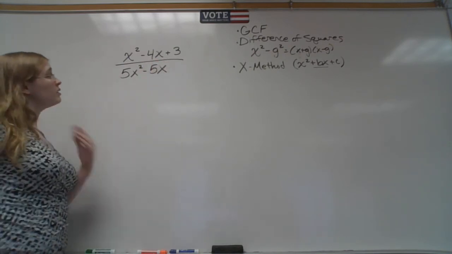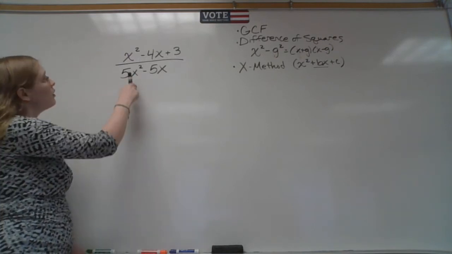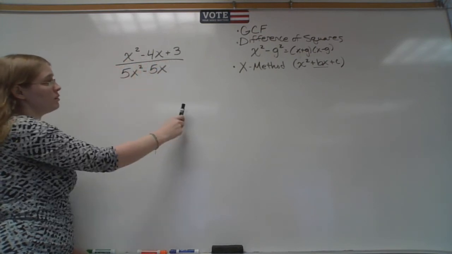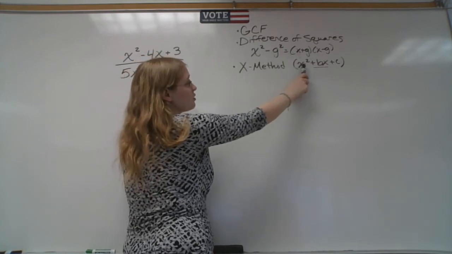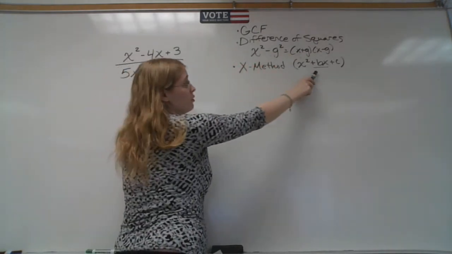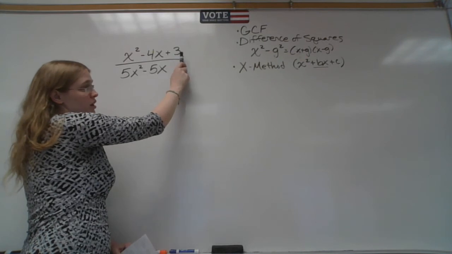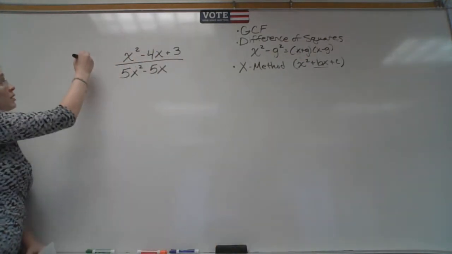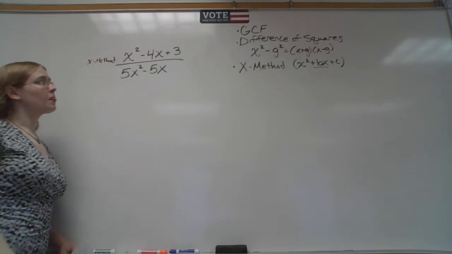Okay. So let's figure out what kind of factoring we're doing here. So the numerator is x squared minus 4x plus 3. So, start at the bottom, x method, x squared plus bx plus c. That looks pretty similar, right? We've got an x squared, a number with an x, and a constant. So I'm going to call this x method. Make a note of that.